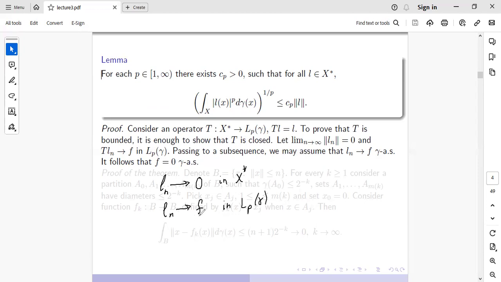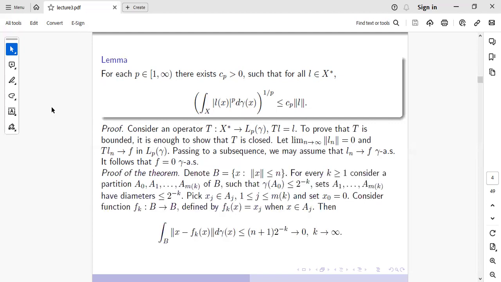So if L_n converges to f in L^p, then we can choose a subsequence that converges to f almost surely. But also this subsequence will be pointwise convergent to 0, because we have this estimate. So we have that f is an almost sure limit of functions that pointwise converge to 0. This means that f is equal to 0 almost surely. Okay, so the operator is closed and bounded.